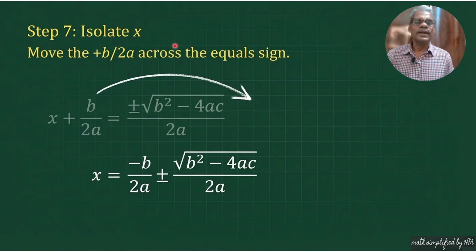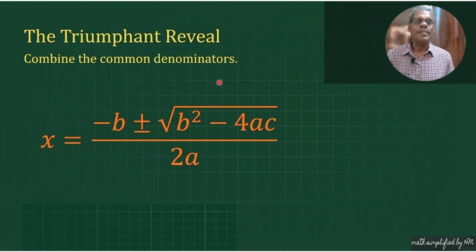Now we will isolate x. Move the plus b upon 2a across the equal sign to isolate x. We get x is equal to minus b upon 2a plus or minus under square root b square minus 4ac upon 2a. Now combine the common denominators. We get x is equal to minus b plus or minus under square root b square minus 4ac, whole upon 2a.